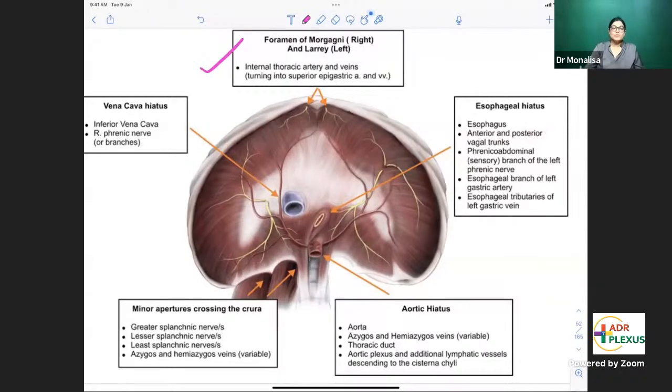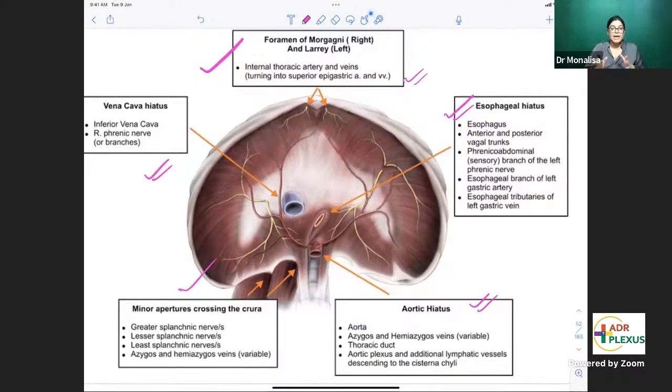You can see the foramen of Morgagni on the right side and Larrey. The structure traversing is the internal thoracic artery branch, that is the superior epigastric artery. Through the vena cava opening, we have the inferior vena cava and right phrenic nerve. Through the esophageal opening, we have the esophagus, anterior and posterior vagal trunks, esophageal branch of the left gastric artery and vein, minor openings for the greater, lesser and least splanchnic nerves, and also the azygos and hemiazygos veins. Through the aortic hiatus, we have the aorta, azygos and hemiazygos veins, thoracic duct, and aortic plexus.